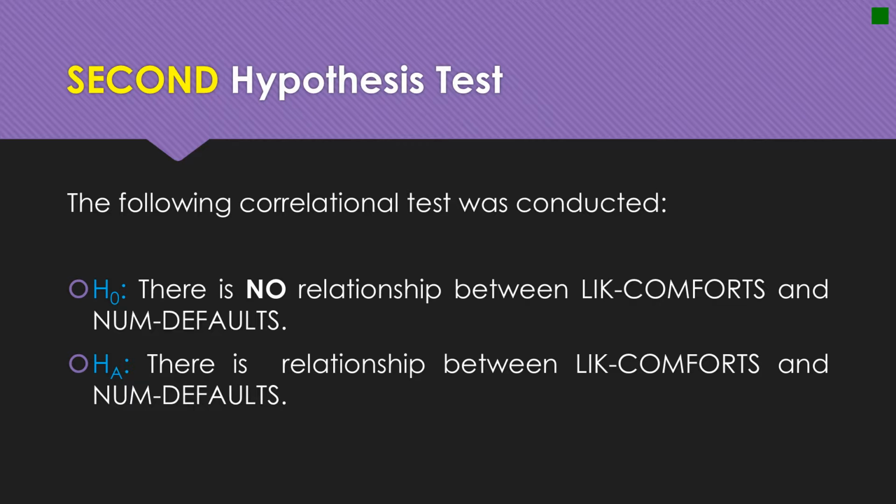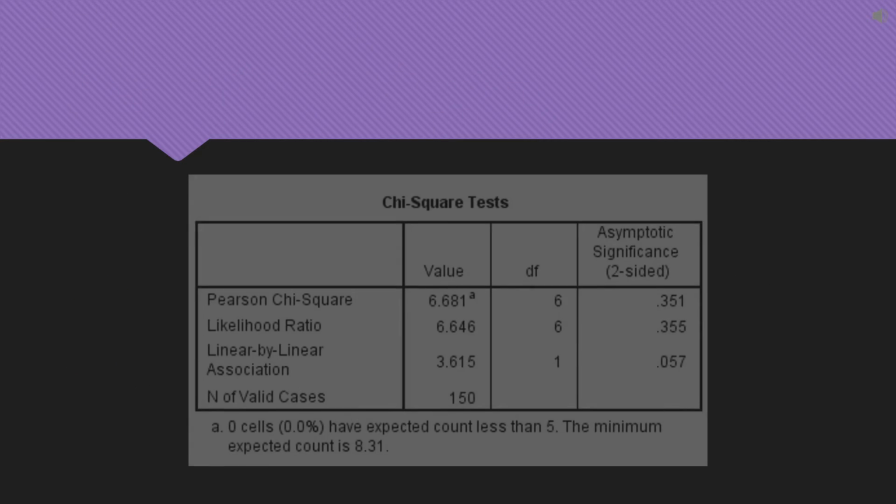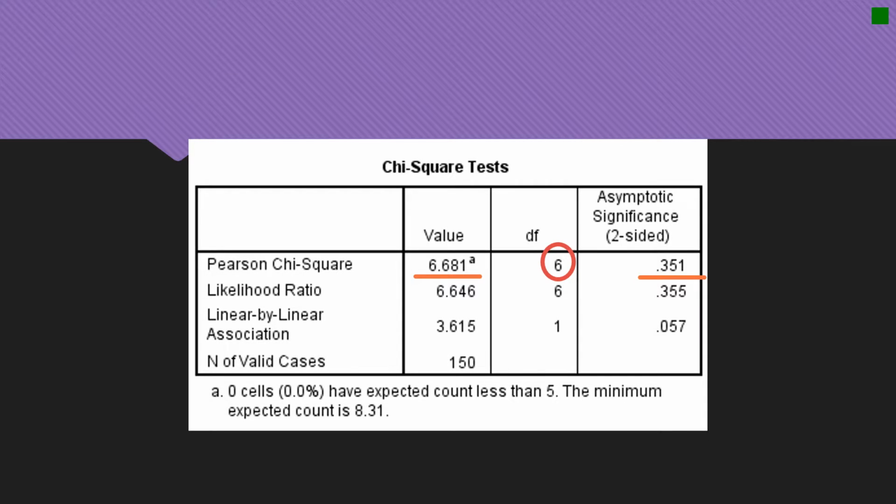We move to PSPP again. We move to the analyze section, then we click on descriptive statistics. I'm sorry, I'm bad with analyze and analysis, just a slip of the tongue. And then we move to the crosstabs. What we have seen there is that a dialog box appeared. We put the values in the dialog box for Likert and defaults. So here we found that the degree of freedom is again 6.